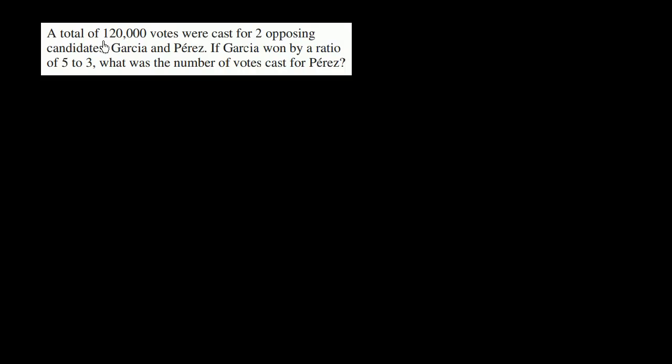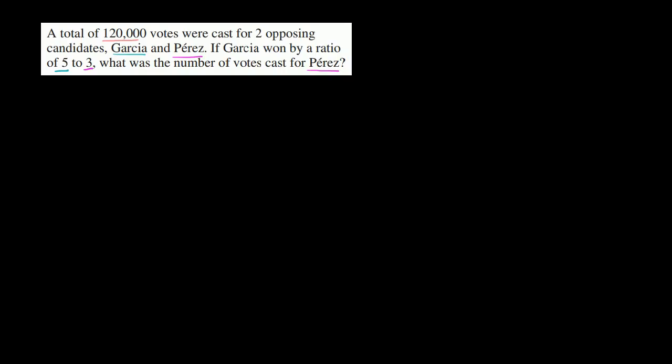A total of 120,000 votes were cast for two opposing candidates, Garcia and Perez. If Garcia won by a ratio of 5 to 3, what was the number of votes cast for Perez? So let's see what they're telling us.